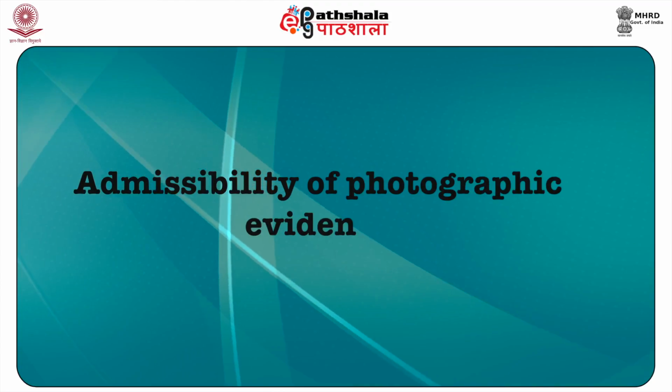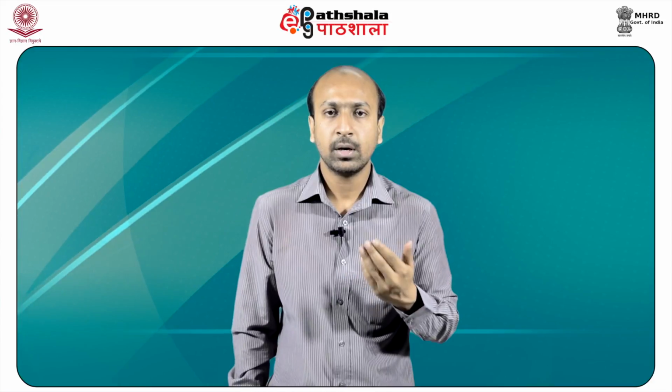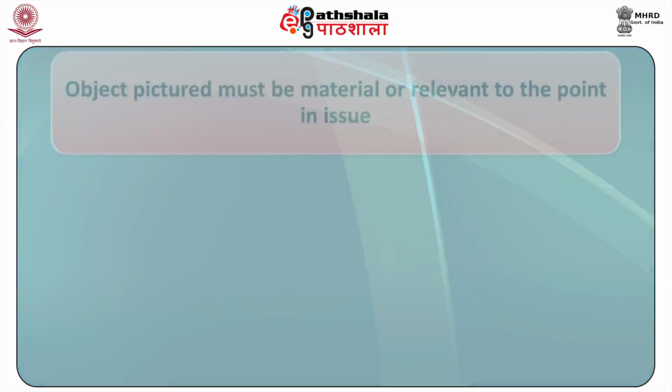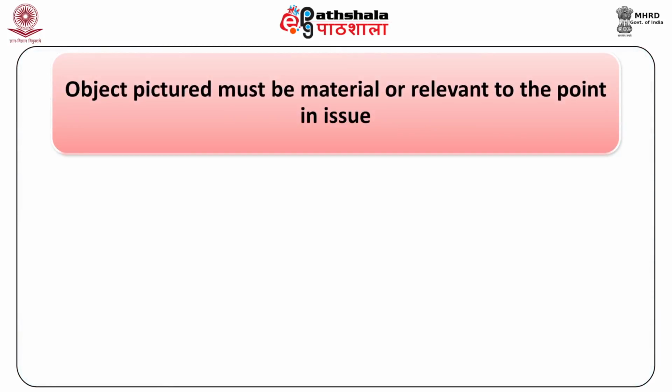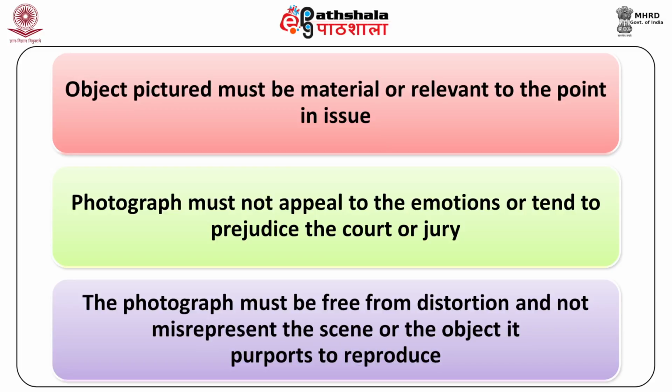Now, admissibility of photographic evidence. In this, the first point is the three major points of qualification of a photograph in court. The object pictured must be material or relevant to the point in issue. Next, the photograph must not appeal to the emotions or tend to prejudice the court or jury. Next, the photograph must be free from distortion and not misrepresent the scene or the object it purports to reproduce.